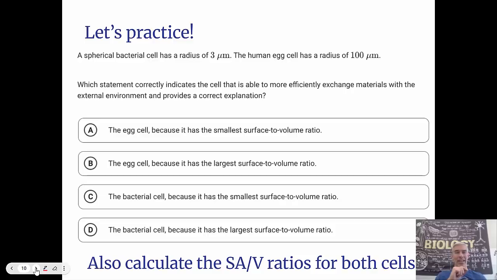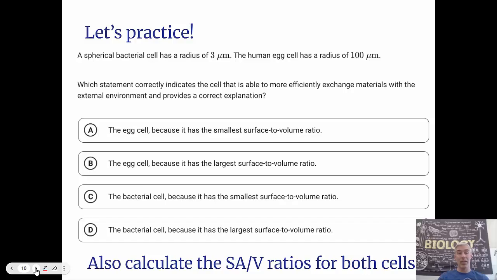Which statement correctly indicates the cell that is more able to efficiently exchange materials with the external environment and provides a correct explanation? Remember, first thing you check yourself, the smaller thing is always going to be more efficient if the shape is the same, right? We're talking about a spherical cell and an egg cell. They're both spheres, basically. So the answer should be the bacterial cell, right?